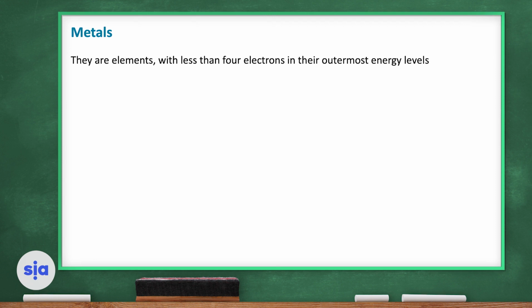Metals are elements with less than 4 electrons in the outermost energy levels. Can you see sodium with only 1 electron in the outermost energy level? Calcium 2, aluminum 3, never exceeding 4. So less than 4, never 4 or more, always less than 4.